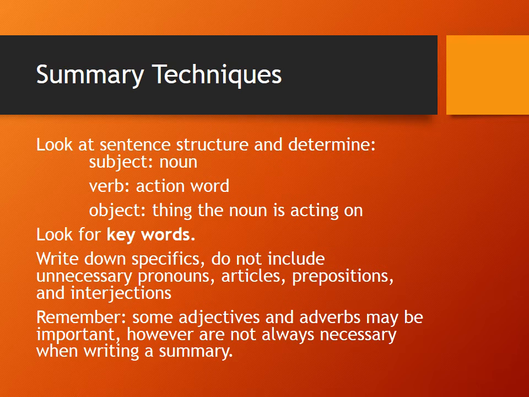Okay, these are some summary techniques. What we want to do is look at the subject, the verb, and the object. The subject is usually a noun, the verb is an action word, and the object is the thing the noun is acting on. So look for key words. You've got to write down specifics. And remember that some adjectives and adverbs may be important, but they're not always necessary when writing a summary.